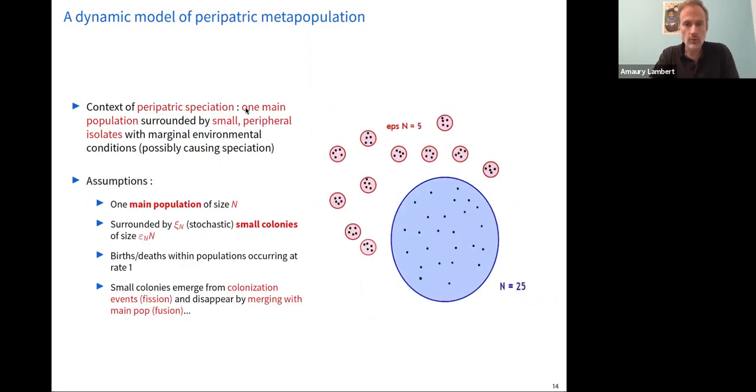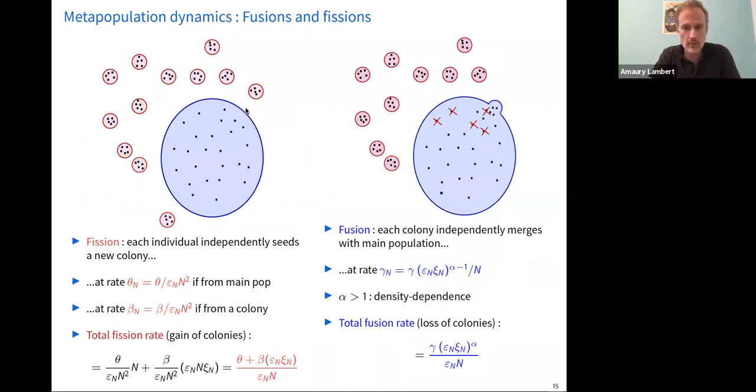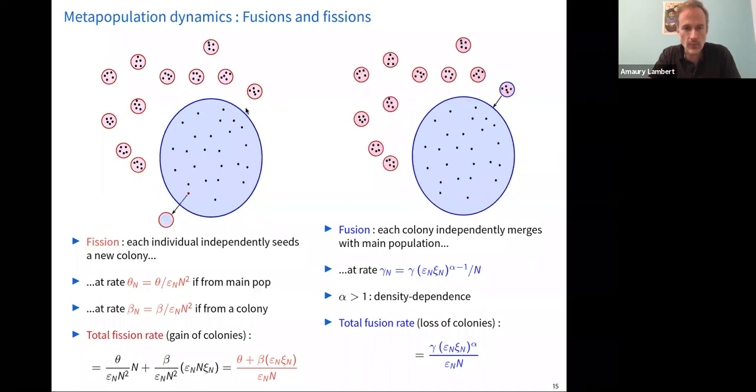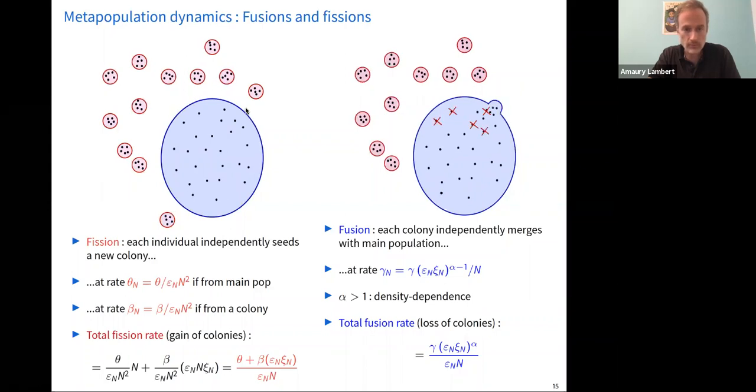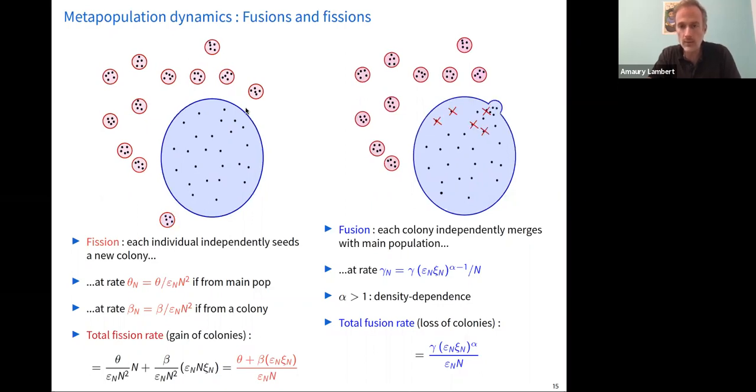So here you see a nice animation. Just forget about the text on this new slide and just look at this very nice animation here. On the left, you see a fission event where an individual seeds a new colony. And on the right, you see merging of a colony with the main population with simultaneous deaths so as to keep the size of the main population constant.